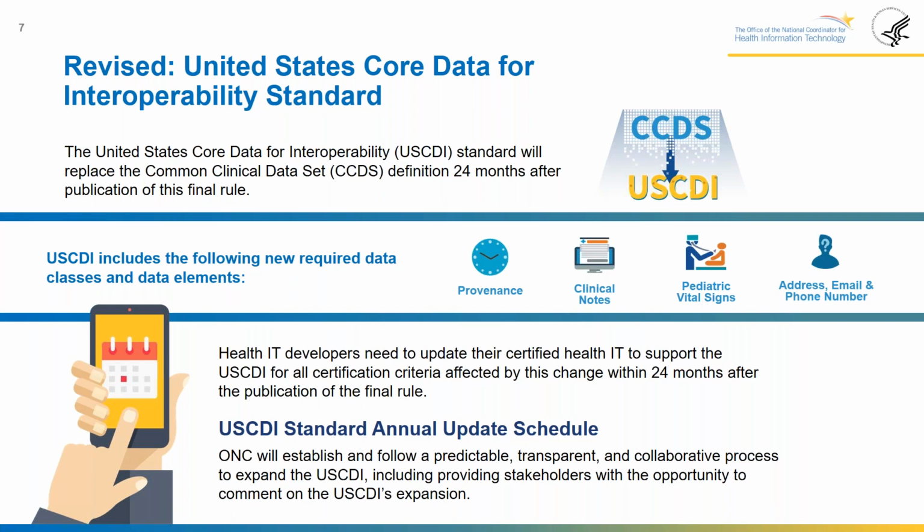As you can see on the slide, the 4 data classes that have been updated are provenance, clinical notes, pediatric vital signs, and address, email, and phone number. With the last one, I just want to highlight that those are all demographic instances that are used to support patient matching. Another important thing to highlight is that the USCDI is coexisting with the CCDS for now, but we do expect that afterwards it will become the baseline set of data that is moving across systems.